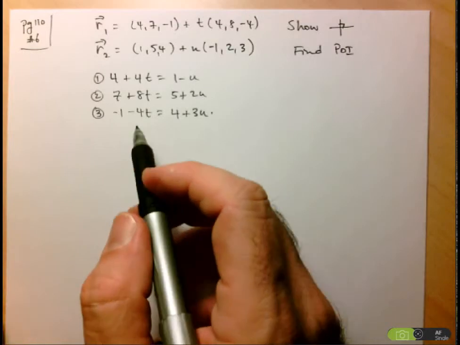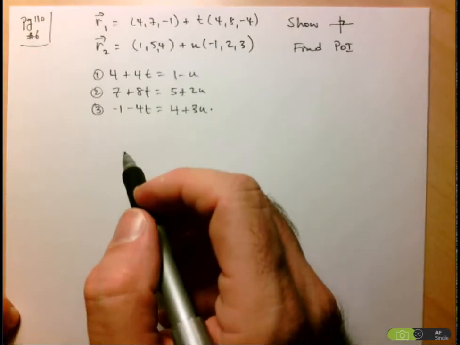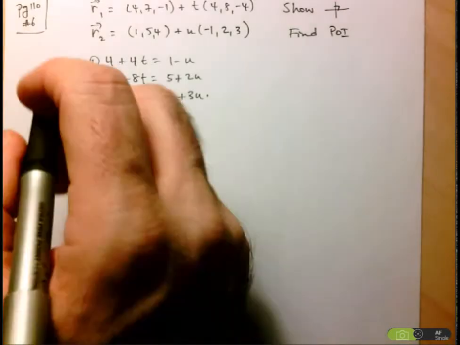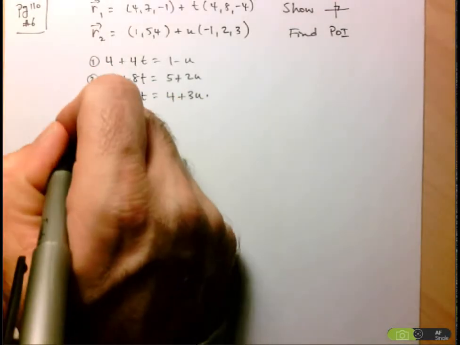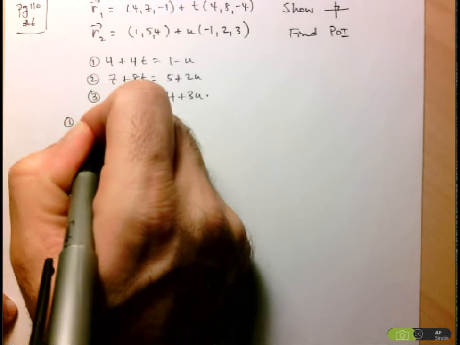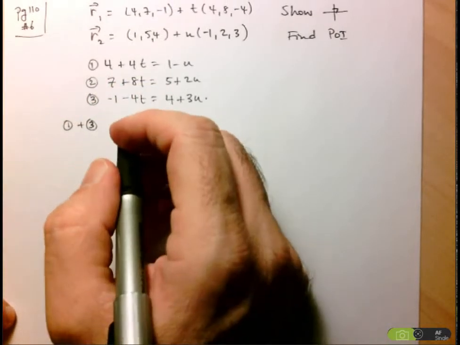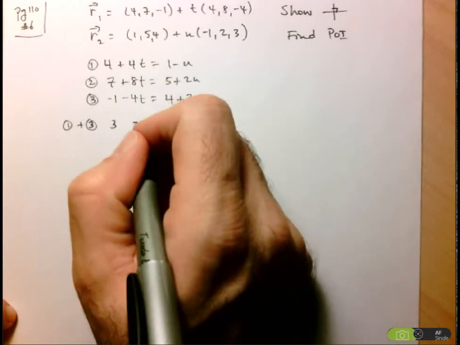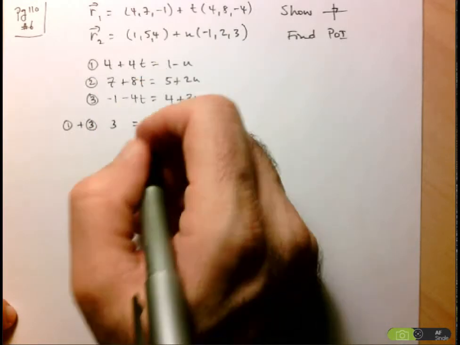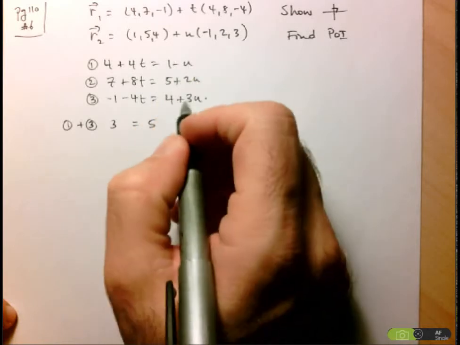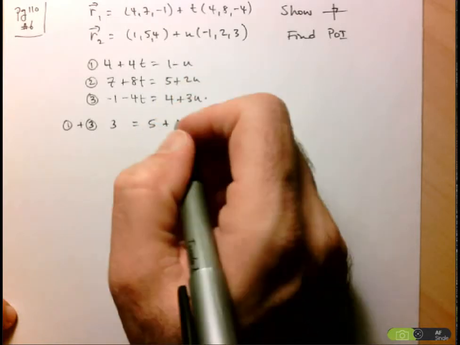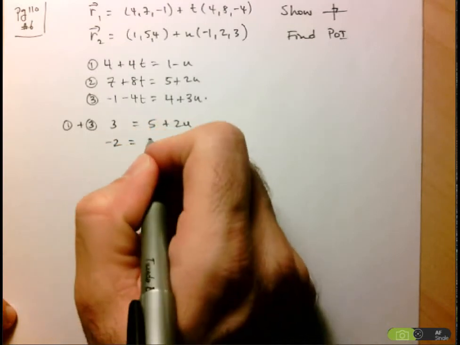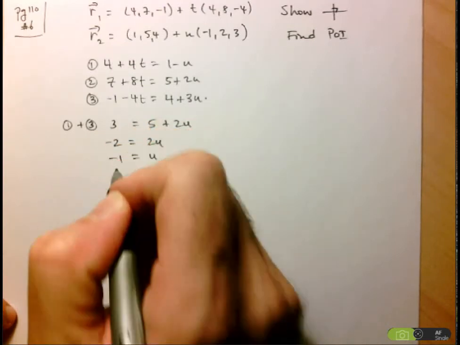Okay, so two unknowns, so I need to work with two equations, and I'll work with 1 and 3 since we have the 4 t's there. Since they're opposite signs, I'm going to add equation 1 plus equation 3 to get 4 minus 1 is 3. These cancel out. 1 plus 4 is 5, and negative u plus 3u is plus 2u. So here we got negative 2 equals 2u, and u equals negative 1.